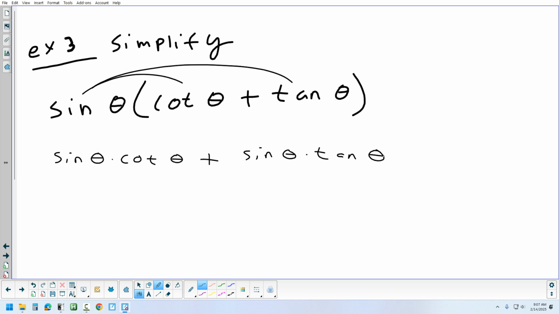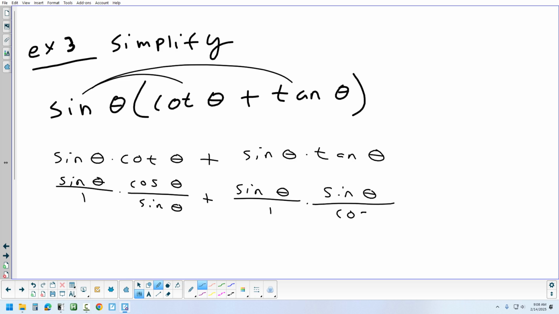Okay. Now let's change to sines and cosines and see what happens. Sine is already sine, so we don't have to change that. How about cotangent? How can I rewrite that? You can rewrite that as cosine over sine. Okay, sine is already sine, so we leave that one. And how about tangent? How can I rewrite that one? Yep. Sine over cosine.